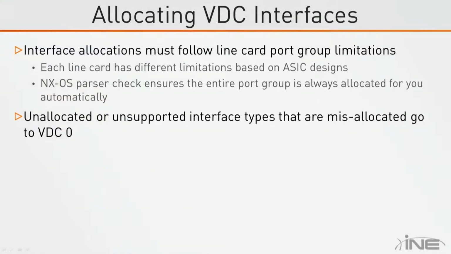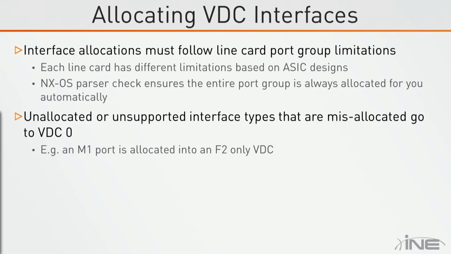Additionally, the unallocated ports, we saw that those were allocated by default into VDC 0. It's basically just a placeholder. So if you show VDC membership and you see a bunch of interfaces listed as VDC 0, it might mean that there's a misconfig of the admin context, that the type of card is not properly allowed.